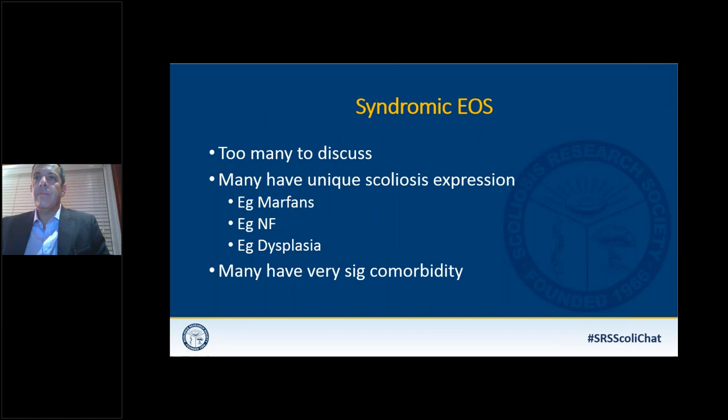Finally, turning attention to the classification of syndromic early onset scoliosis, it's clear that we're in a very complex territory here. There are literally hundreds of syndromes that result in early onset scoliosis, including certain syndromes that have a unique expression, such as Marfan's, neurofibromatosis, and skeletal dysplasias. Many of these children have significant comorbidities, requiring careful preoperative evaluation and optimization.